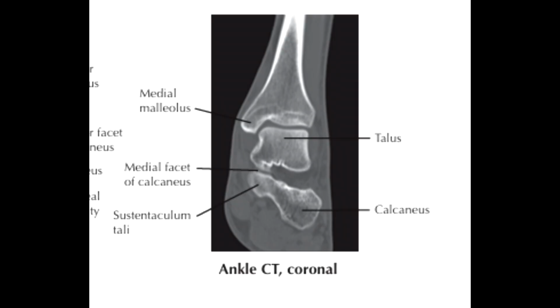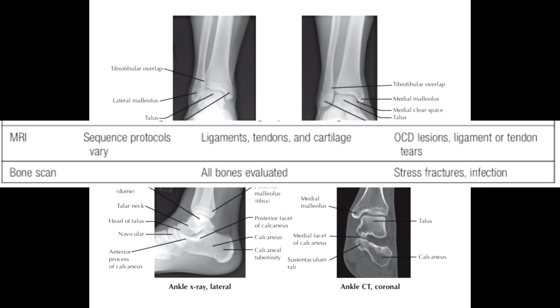Magnetic resonance imaging, or MRI, adds another dimension as it goes beyond the bone and allows us to evaluate ligaments, tendons, and cartilage with exquisite detail. MRI is particularly useful for diagnosing osteochondral lesions of the talus, ligament sprains or ruptures that are occult on radiographs, and subtle tendon pathology. For instance, posterior tibial tendon dysfunction or peroneal tendon tears are best visualized with MRI.